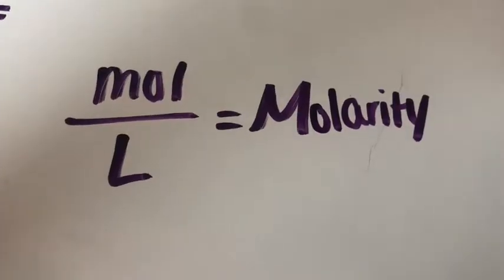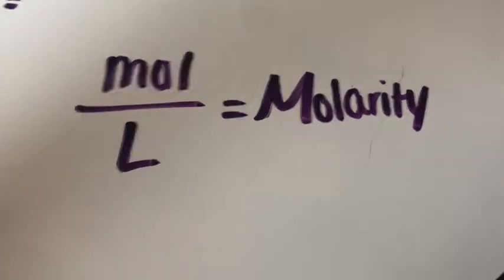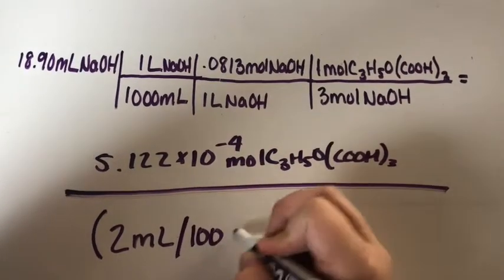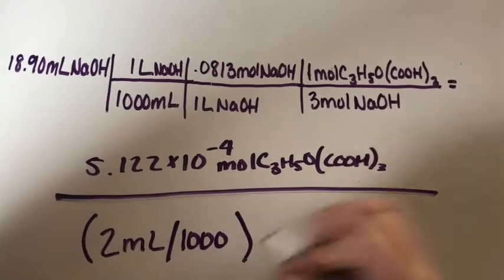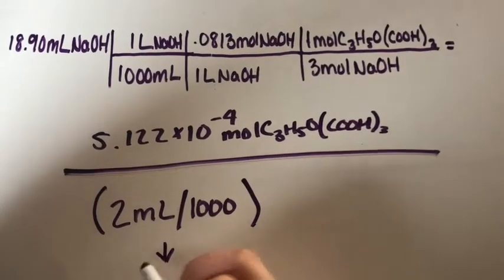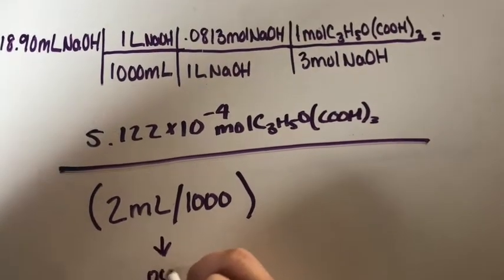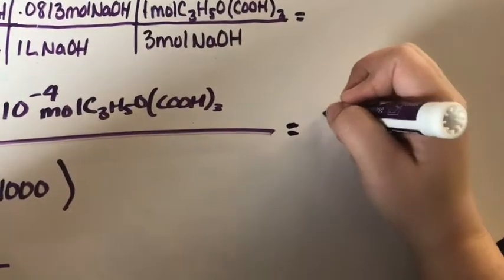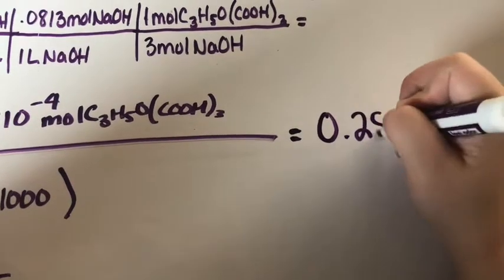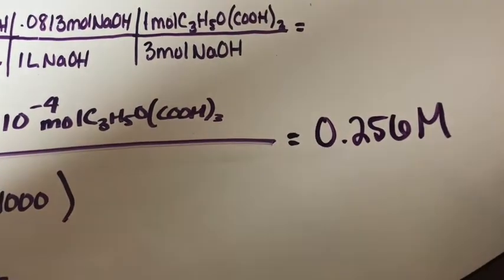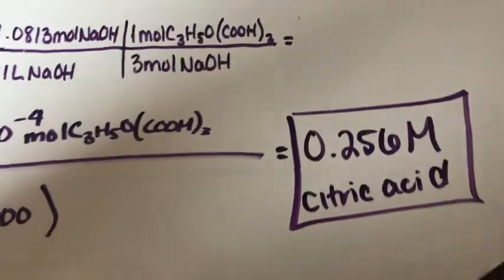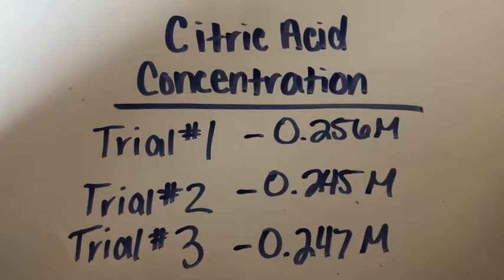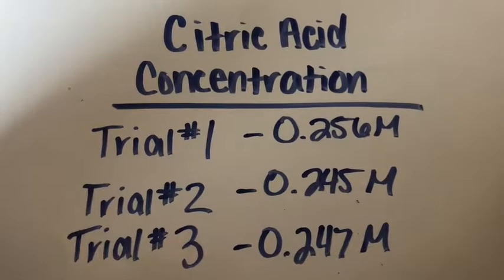The correct equation for molarity is moles over liters. Since we cannot use milliliters, we have to divide 2 by 1,000. This is 0.002 liters. We can determine that the molarity of citric acid is 0.256 molar. Done.